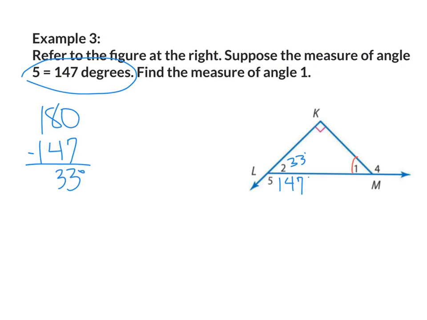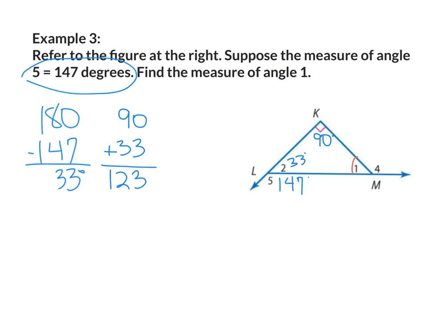I also notice that this triangle is a right triangle. So that means that this box is 90 degrees. What I also know is that all the angle measures added together in a triangle equal 180 degrees. So I'm going to take 90 and 33 and add them together. And that's going to give me 123 degrees.